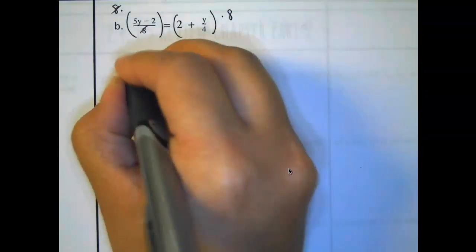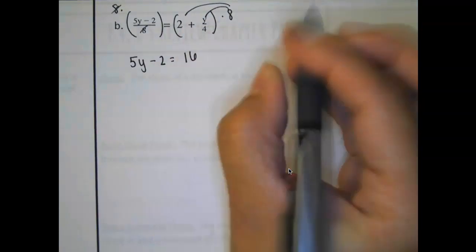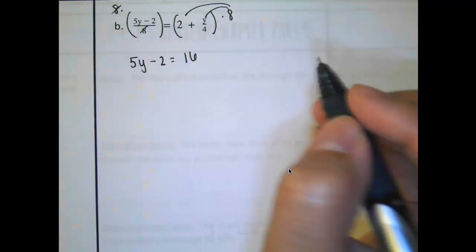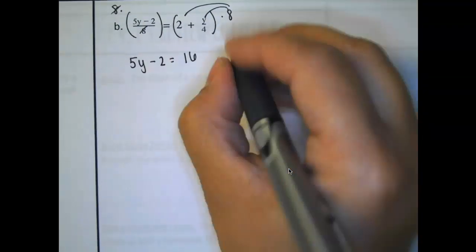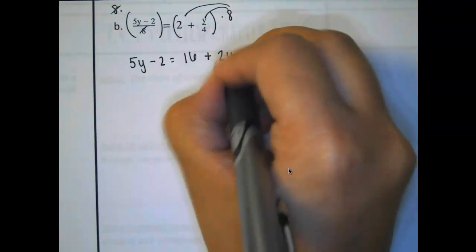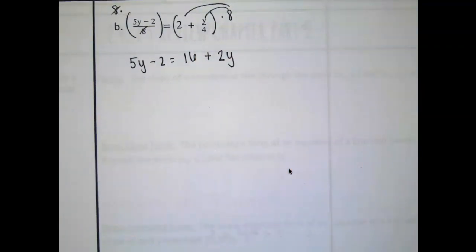When I do that, this 8 cancels out this 8. I've got 5y minus 2. I'm going to distribute the 8 here. 8 times 2 is 16. 8y divided by 4 is 2y. Does everyone see how I got to that step?